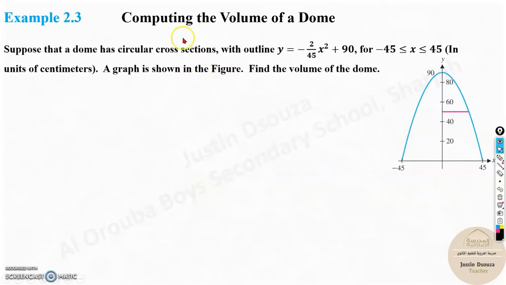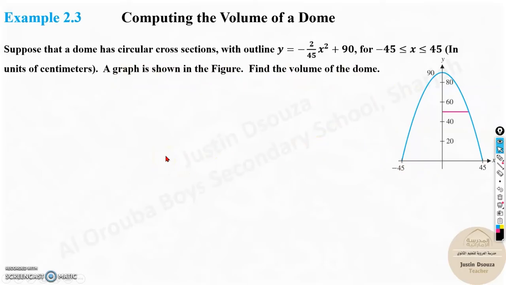Similarly, let's solve one more problem, computing the volume of a dome. Over here they have told, suppose that a dome has a circular cross section. In your mind you must remember, this area is pi r square. This is given with outline y equals minus 2 by 45 x square plus 90 for negative 45 to 45, the limit of x, in units of centimeters. The graph is shown in the figure. Find the volume of the dome. So this is the graph given. We need to find the volume of this dome.